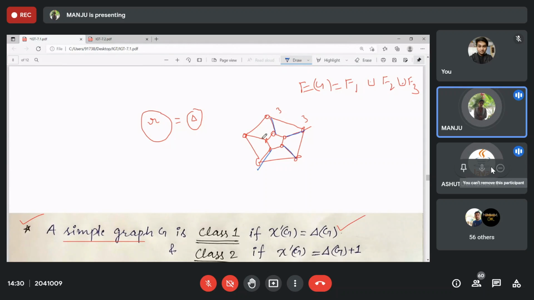So these blue lines. We have to find any three one factors. Any three one factors means they should be disjoint, meaning no edge should be common. So F1 we have found these edges. Now we cannot take these edges again. So this is your F1. F2, can you find the remaining?